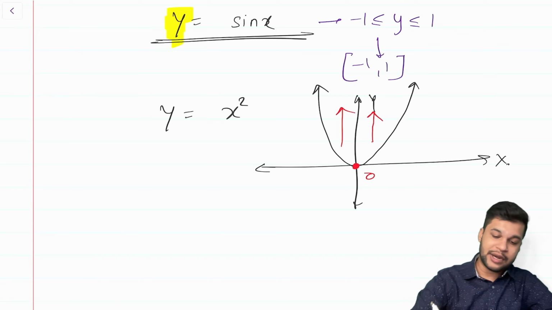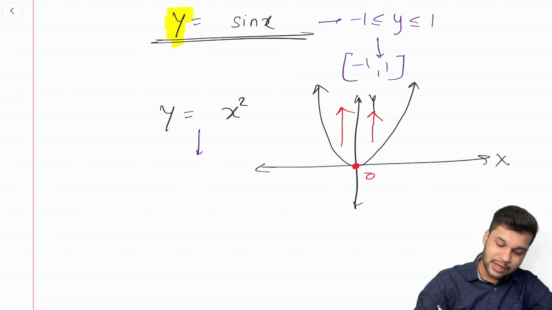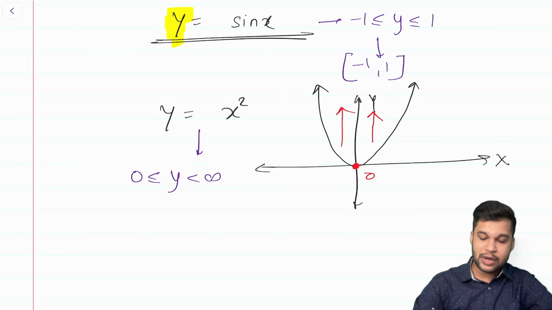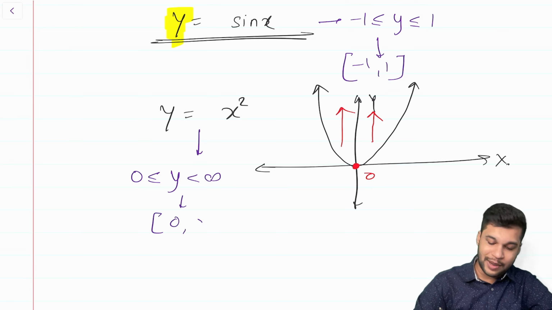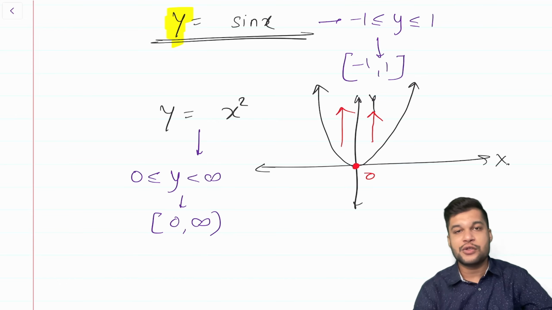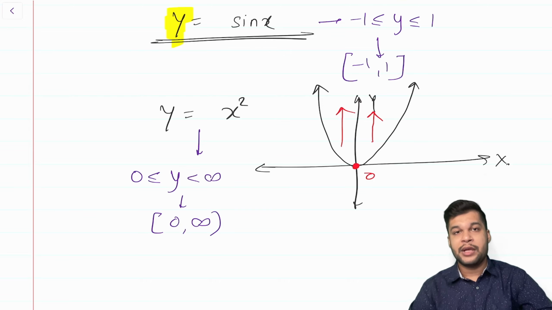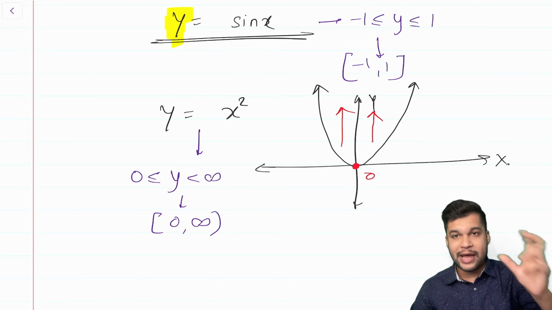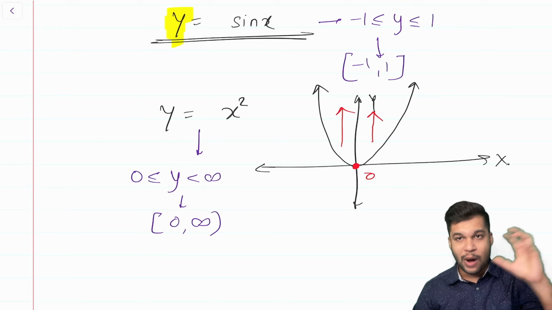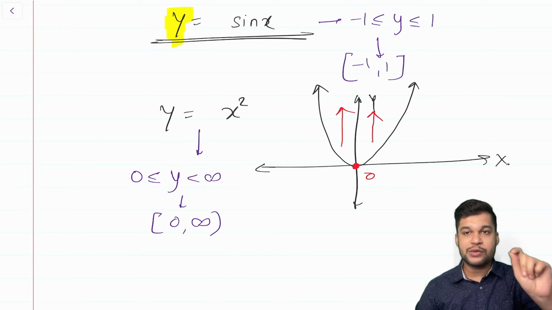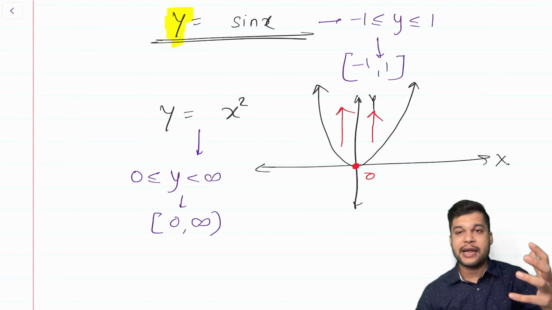So what is the range for this function? y is less than infinity and it is greater than or equal to 0. So you can also write this as [0, infinity). Infinity is not included, that's why a round bracket. 0 is included, that's why a square bracket, right? So this is how you find the range. So x is domain, y is range. The set of values x can take is domain, the set of values that y can take is range.